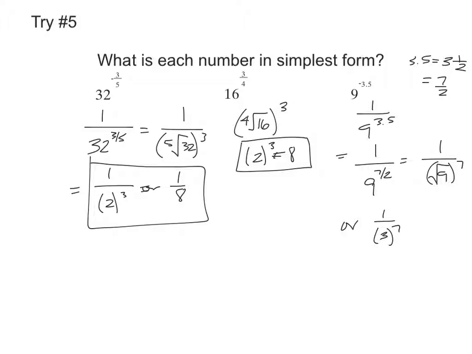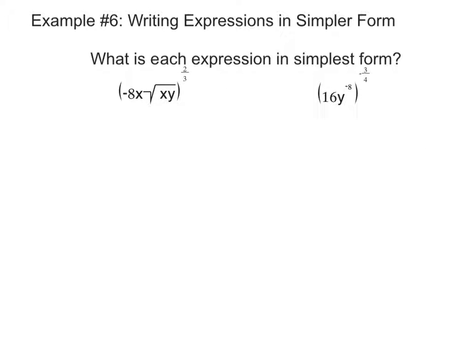It's 2,187, so 1 over 2,187. One of those two answers. All right, one more example. All right, so now we're writing expressions in simpler form. All right, so there's quite a bit going on here.